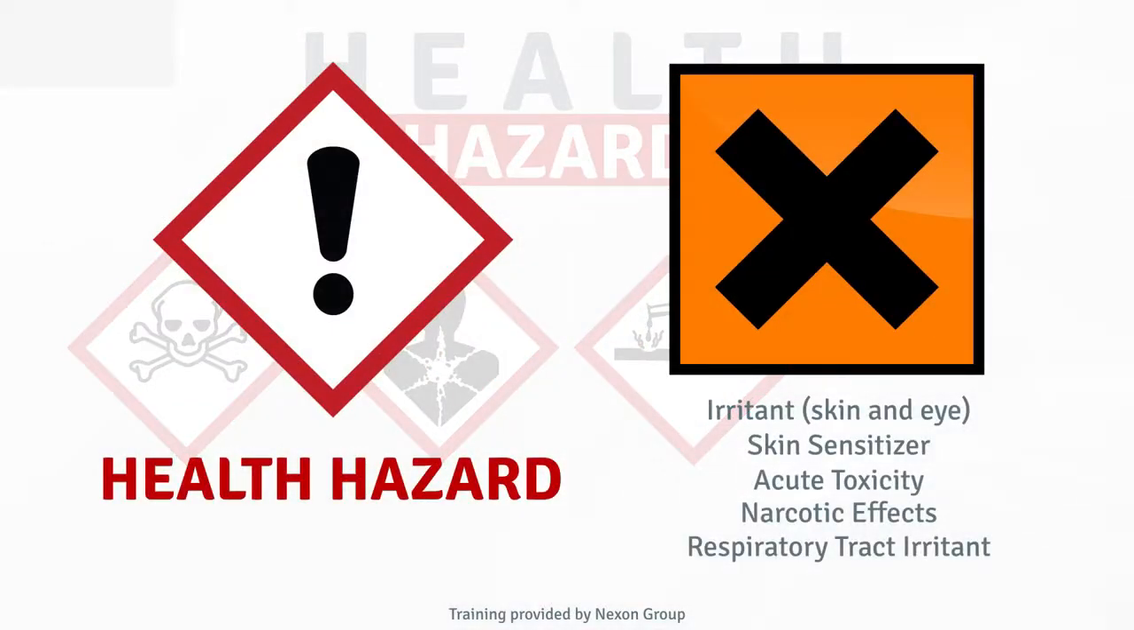As we saw earlier, this symbol is also used for corrosive to metal under physical hazards. Here we can see the exclamation mark pictogram for health hazards, irritant, skin sensitizer, acute toxicity, narcotic effects and respiratory tract irritant.